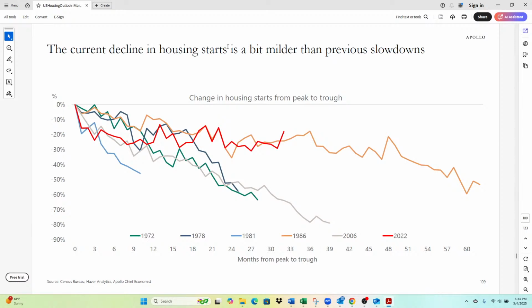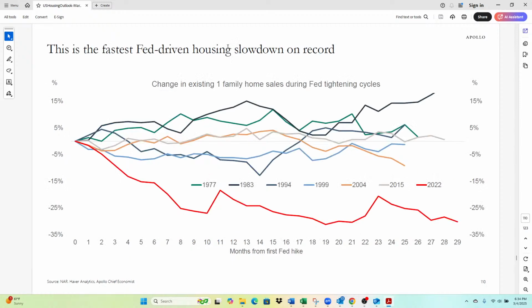Makes total sense. This next slide is probably the one we're going to like the most, but if you talk about how bad it has been, this is the fastest Fed-driven housing slowdown on record. Remember, we're red. That has to do with total unit sales. This has been very severe. For us in the housing industry, we've had a recession in our sector. Now, really, I guess it's okay because we had an absolute boom before this recession. And so we had pulled demand forward, which helped create this slowdown afterwards.